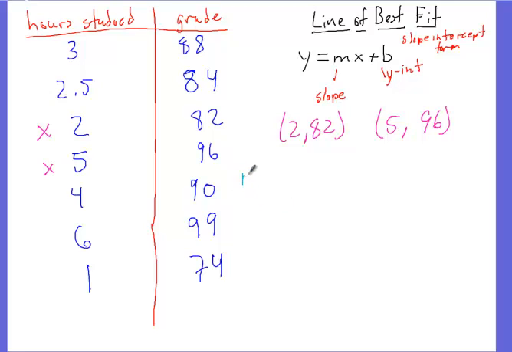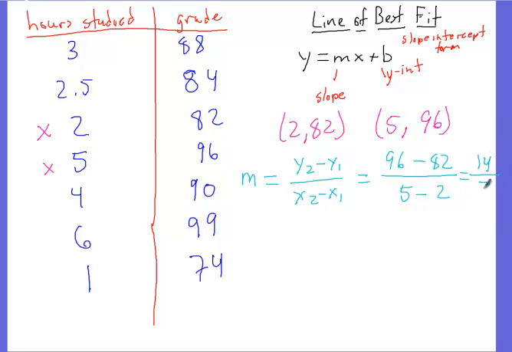The first thing we always need to find is our slope, or our m. If you remember, the slope given 2 points is y2 minus y1 over x2 minus x1, or more simply put, the change in y over the change in x. So I have 96 minus 82 over 5 minus 2. 96 minus 82 is 14, and 5 minus 2 is 3. So the slope of our line is 14 over 3.